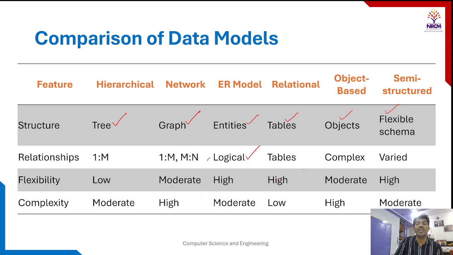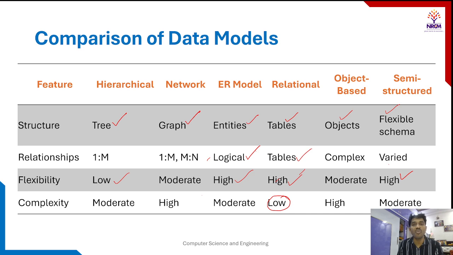There is a logical one, and the relational model is in a tables format, while others are complex and varied based on the dependence of the schema. Flexibility here is low, and moderate in the ER model. And the semi-structured data is highly flexible, right? Based on your needs, you design your database model. In complexity, when you compare all these, the relational model has very low complexity. You can design or deal with the relational model very easily by using the Structured Query Language, right?